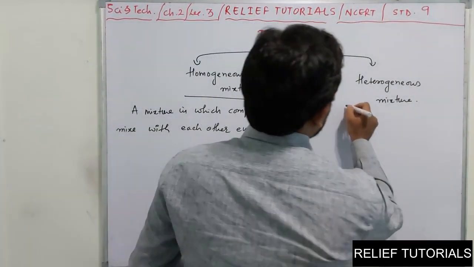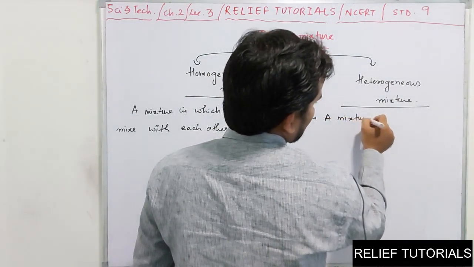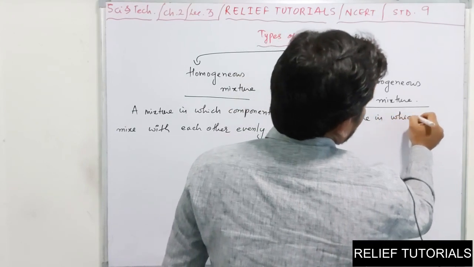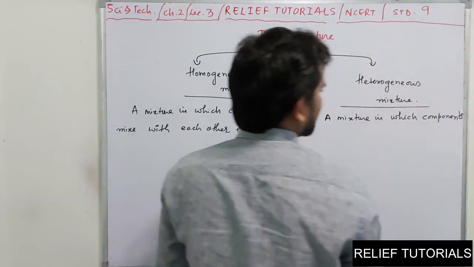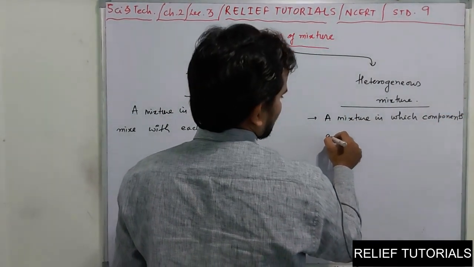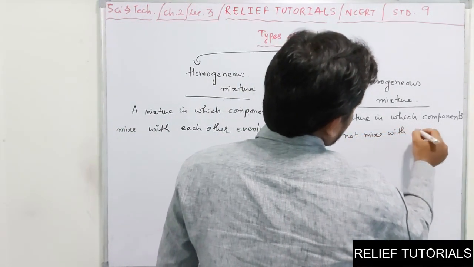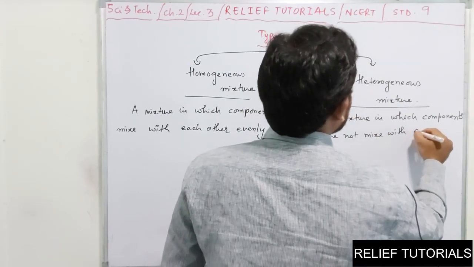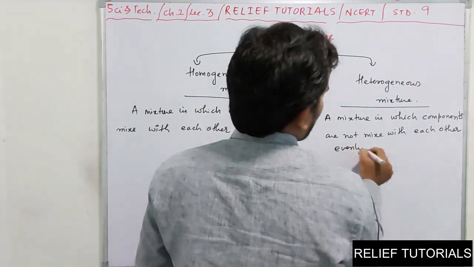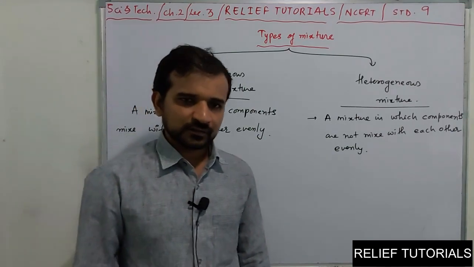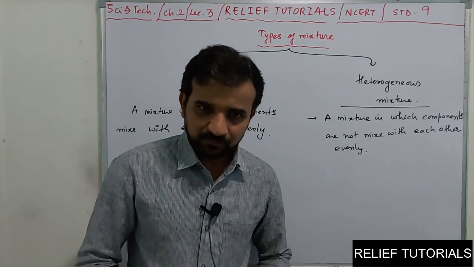What about the heterogeneous mixture? Heterogeneous mixture means a mixture in which components are not mixed with each other evenly. Here the two components are mixed and a mixture is obtained, but the two components are not present everywhere.